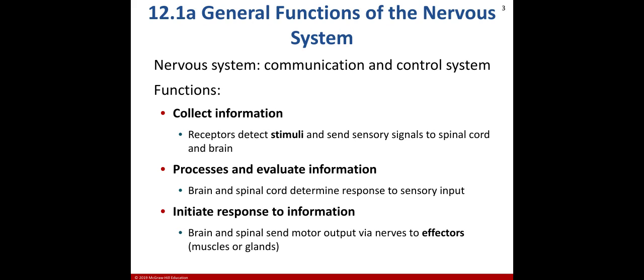Then it has to process and evaluate that information. So it has to determine what needs to happen. And then finally, there's going to be this initiation to respond. So the brain and the spinal cord will send this motor output via the nerves to effectors. So the things that will actually do something, which are your muscles or your glands.